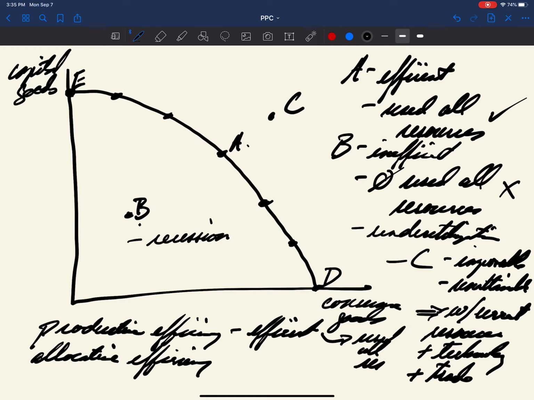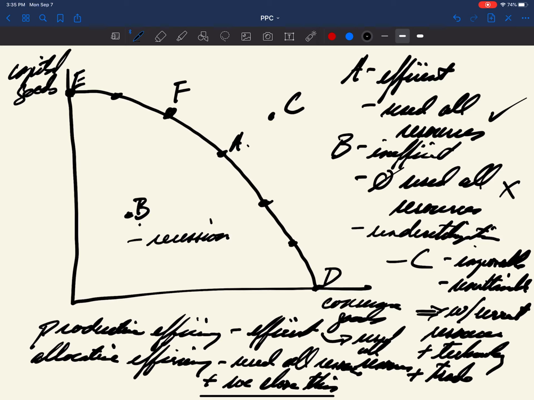So how is that different from allocative efficiency? Well, to allocate something is similar to the idea to distribute, but more specifically, it's to make a specific distribution. In other words, we're making a choice. So let's say that instead of at point A, we have decided to produce here at point F. Okay? F would be allocatively efficient. So the question is, well, why? Well, one, we've used all resources. And we chose this.